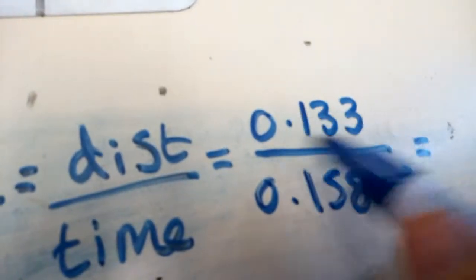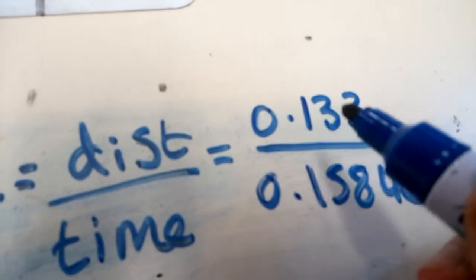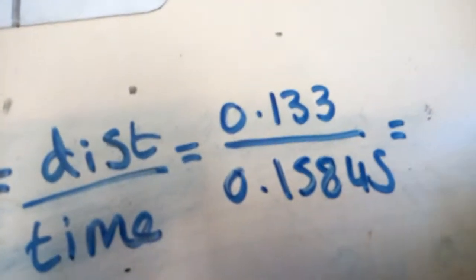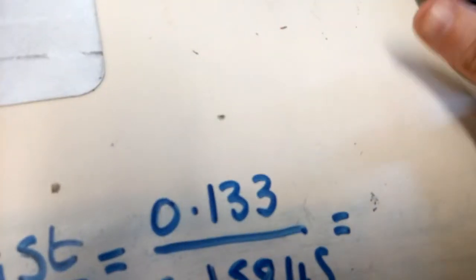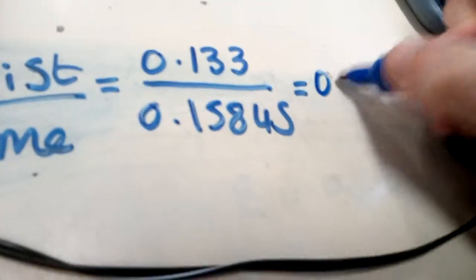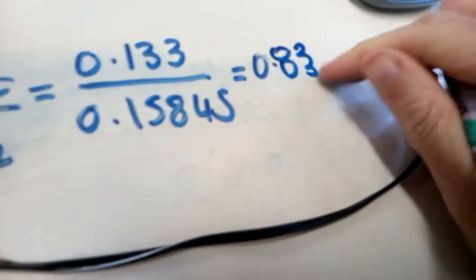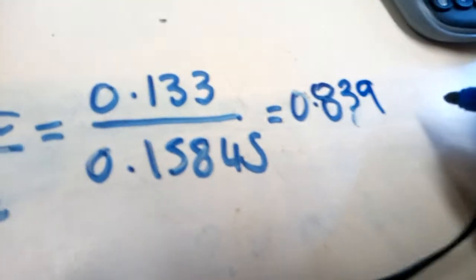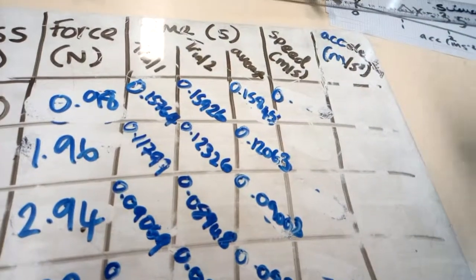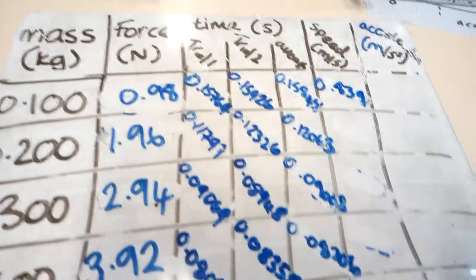Now, I only know this number to 3 significant figures. I can't measure to more precision than 1 millimetre without using some different equipment than a ruler. So I'm just going to record my speed to 3 significant figures as well. So I'm going to put this to 0.839. There's no point writing all of the other digits. So 0.839 metres per second. So I'm going to pop that into my table of results, and then I'm going to work out all of the others.